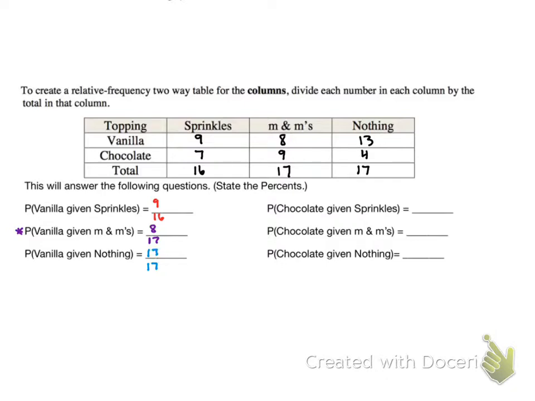Sprinkles. It was 16. How many of those like chocolate? It was 7. Given M&M's, that's 17. How many of those like chocolate? 9. And given nothing, how many of those like chocolate? 4. Okay, so all you have to do is divide those out, get the decimal, and then get the percent, and you have your column frequencies.